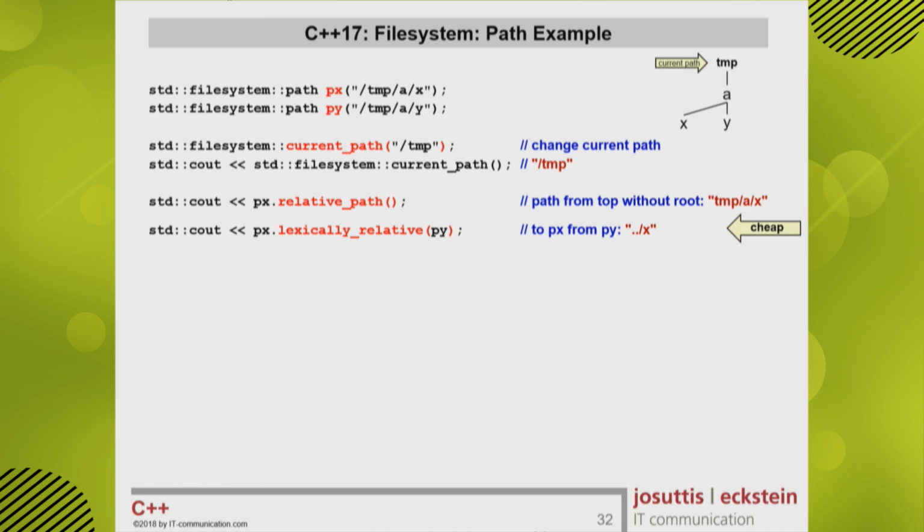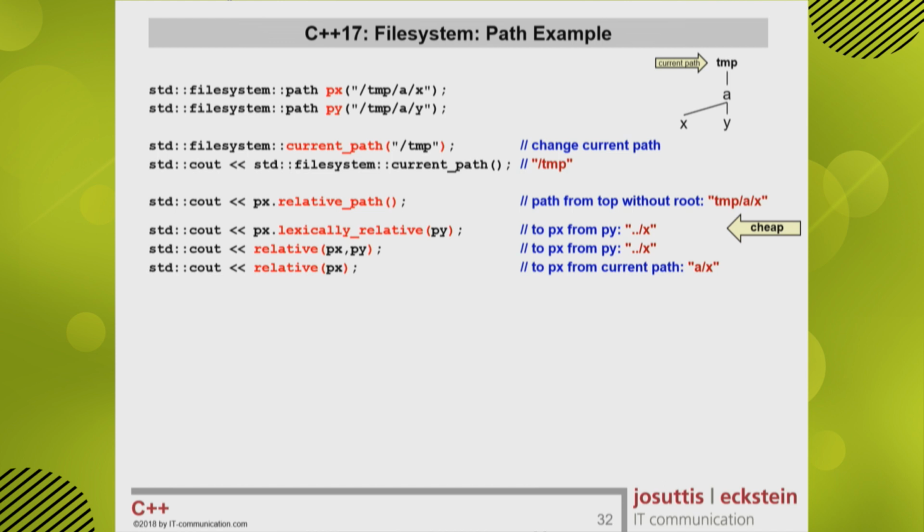Now the interesting part comes. Let's check, how do I get from y to x? On the right is from, on the left is to. And of course, you have to go one up and then down to x. We have another call called relative. So we have lexically relative and we have relative, because lexically relative is not taking the filesystem into account. In other words, it ignores symbolic links.